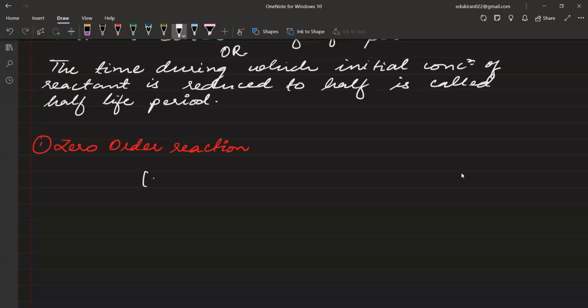A naught minus A is equal to KT. Now, when time is equal to T half, that means we are looking at the time in which the reactant molecule is half. What will be A? The final concentration of A should be A naught by 2. Right, guys? Yes or no, please tell me. Final concentration of A will be A naught by 2.